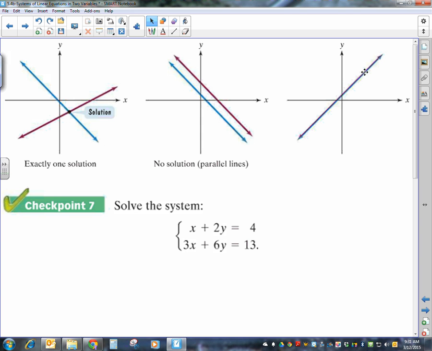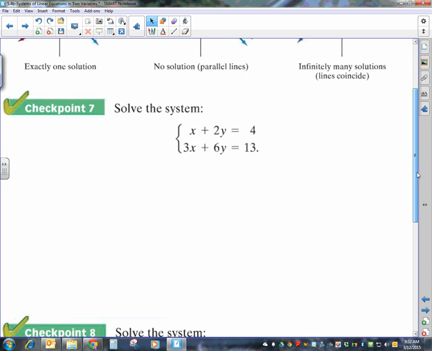And then you have the case that one line could be on top of the other line, and that's what we call infinitely many solutions, or the lines coincide. So we're going to look at, again, what that looks like algebraically as opposed to graphically.